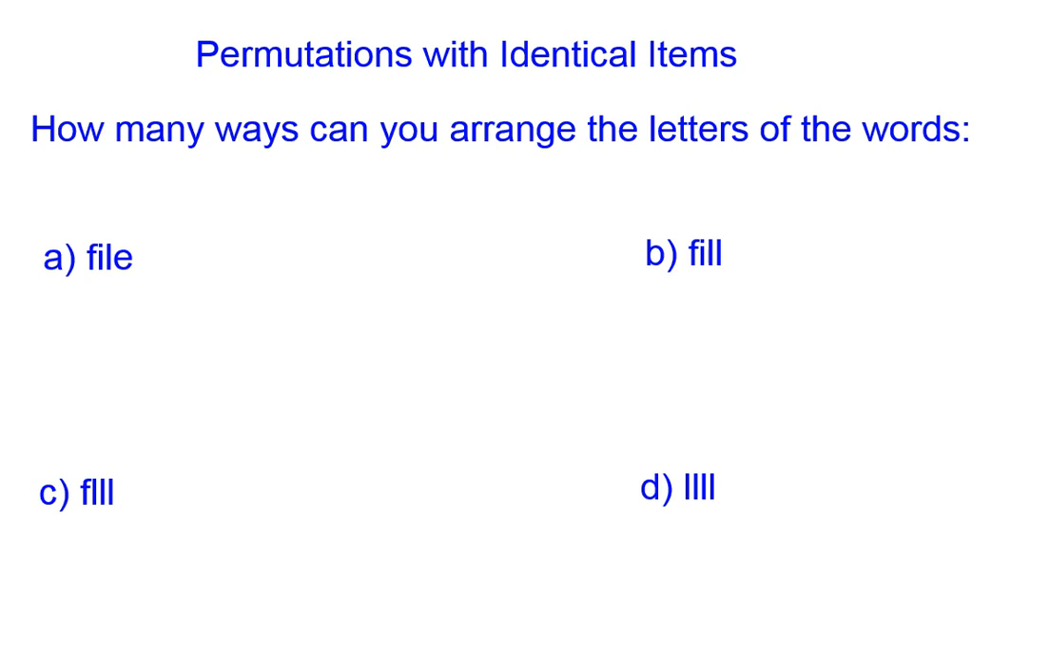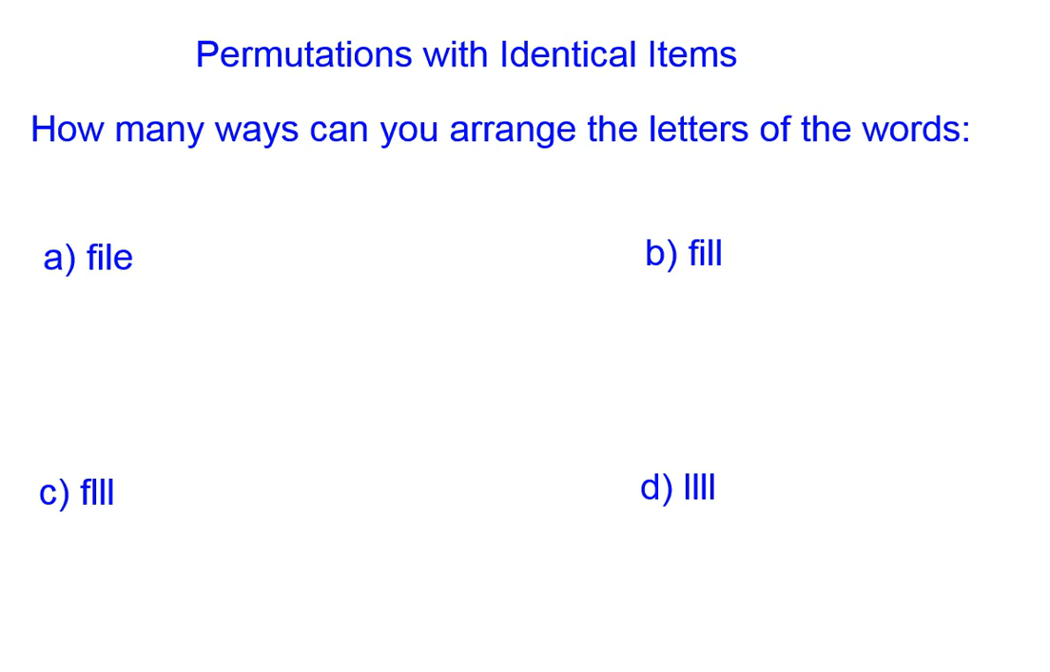In this video, we're going to look at permutations where there are identical items. So here's an example. We're going to look at these four "words," in quotation marks. They're not all words, but they're arrangements of letters. And we're going to look at how many permutations we can have.